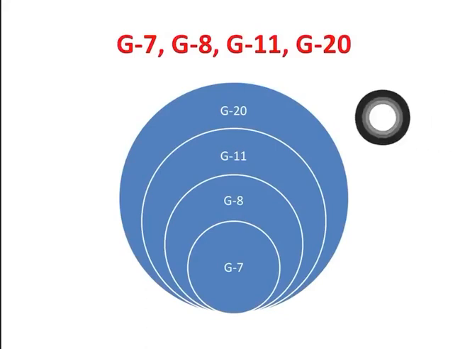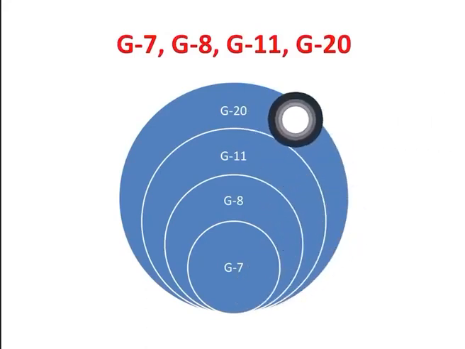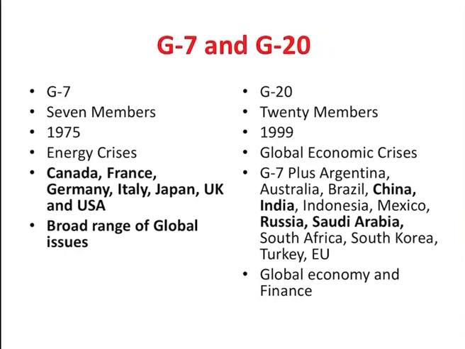Now, what is G20? In G20, all the members of G7 and other members are part of G20, like we have China in G20. Now you can expect a question on the difference between G7 and G20. So let's see the table. In G7 we have 7 members, in G20 we have 20 members. That is very obvious. G7 was founded in 1975 and G20 was founded in 1999.